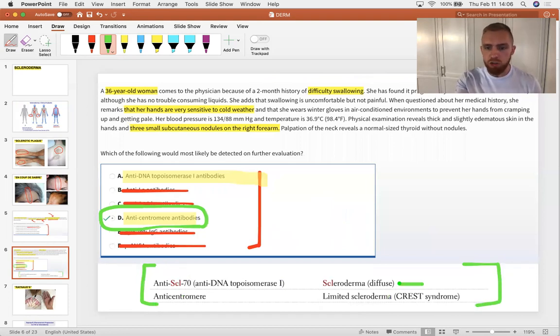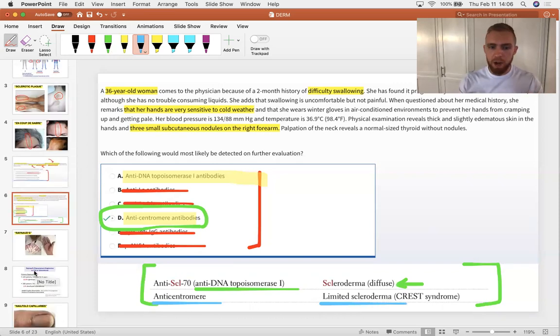In diffuse scleroderma, the most prevalent antibody in the blood is going to be this anti-SCL70, SCL for scleroderma, which is also an anti-DNA topoisomerase 1 antibody, versus in limited scleroderma, which is synonymous with CREST syndrome, you tend to see anti-centromere antibodies. So knowing the difference between the antibodies in the different categories of scleroderma is important.